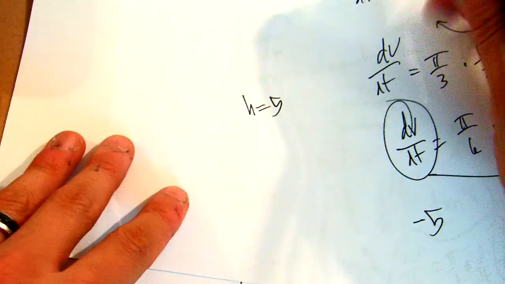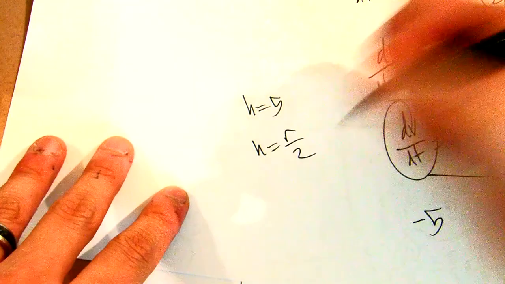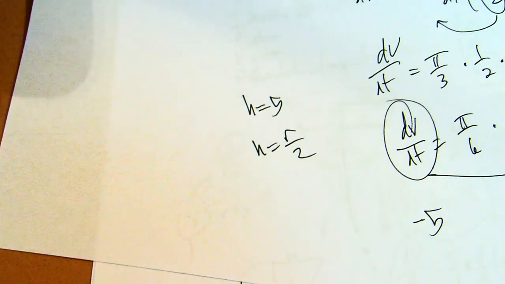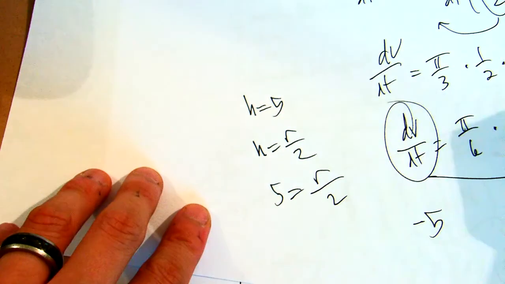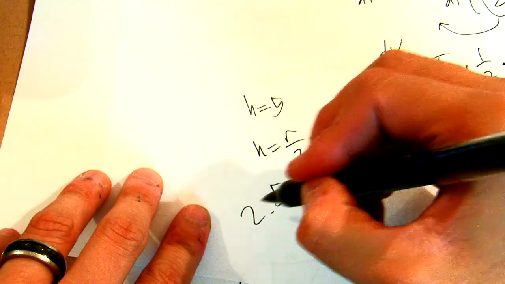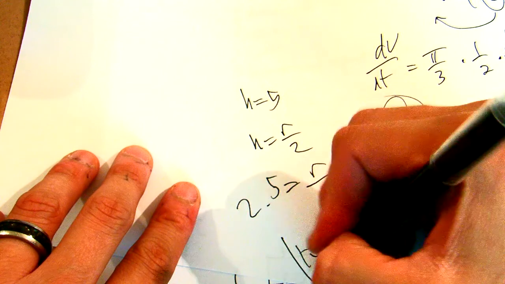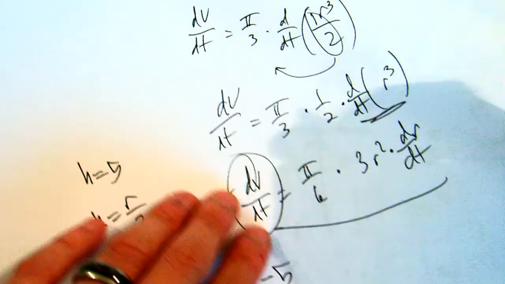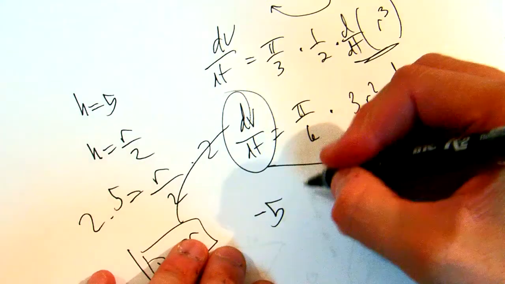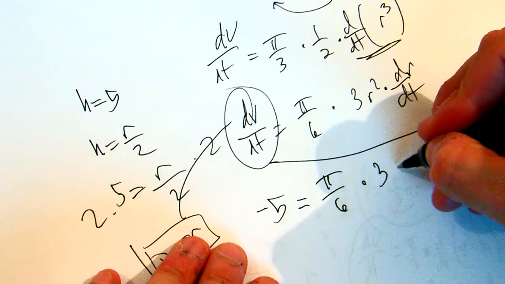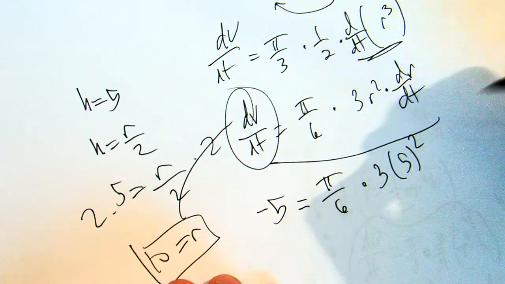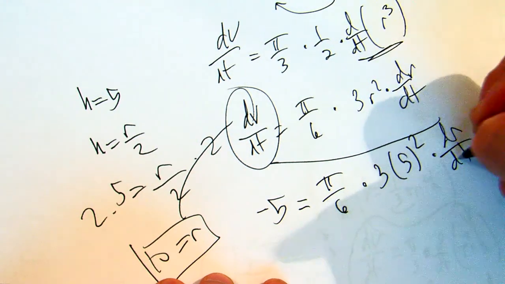Well, we go back to that equation that we used. So we know that h was r over 2, right? And we know that h is 5. So we could solve for r by multiplying by 2. So r is 10. So then we can plug in 10 here. So it's going to be equals pi over 6 times 3 times 5 squared times dr/dt.